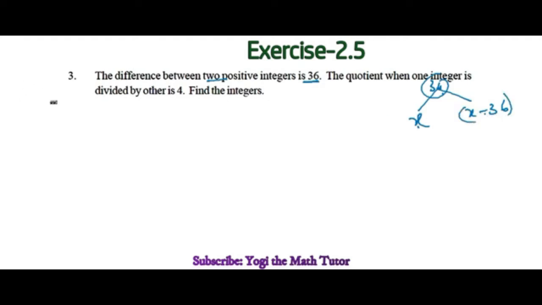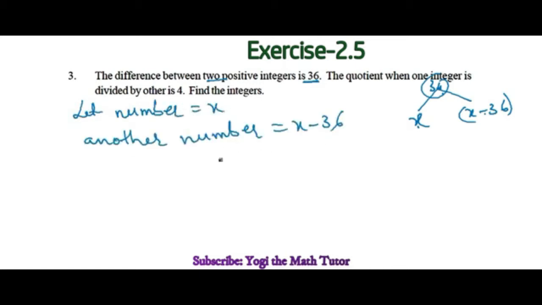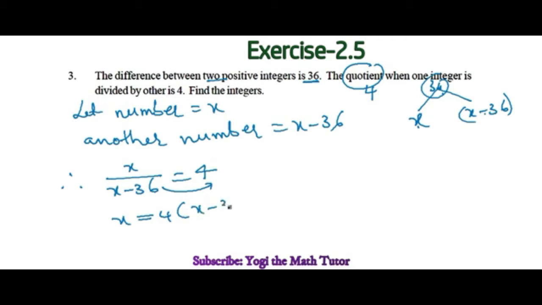Now you can declare: let the number be x and another number be x minus 36. Next, the quotient is given as 4. The quotient is 4 when one integer is divided by another. So we take one number x divided by the other number x minus 36, and the quotient is 4. So it is an equation. Now you can transfer this x minus 36 to the right side, and it becomes multiplication. So x is equal to 4 times x minus 36.